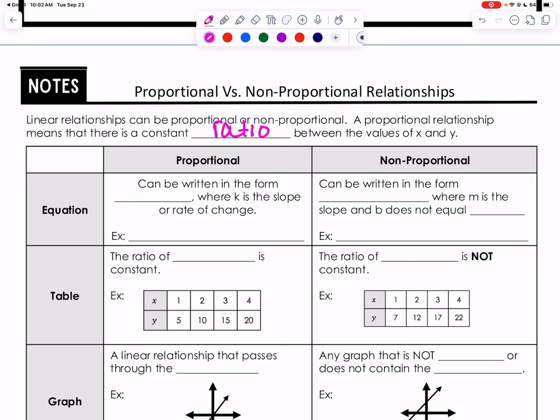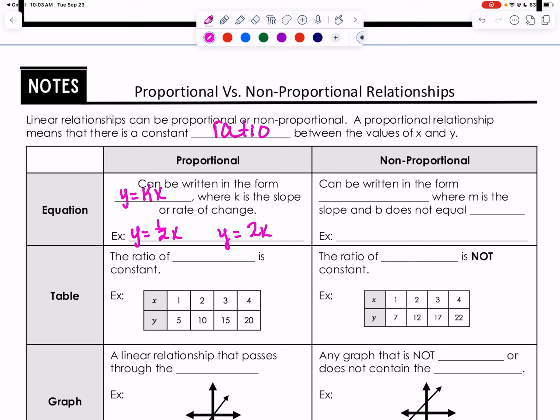Now, let's look in chart form at some of our similarities and differences. Proportional relationships can be written in the form y equals k times x, where k is the slope or rate of change. For example, y equals 1/2 x, y equals 2x. Equations like this represent linear relationships that are proportional.